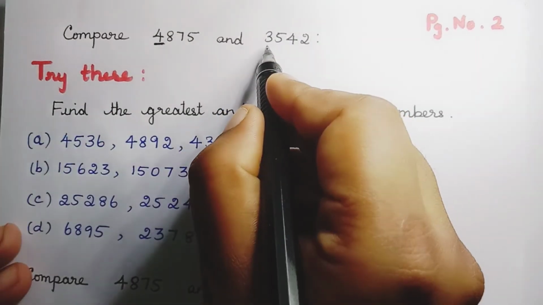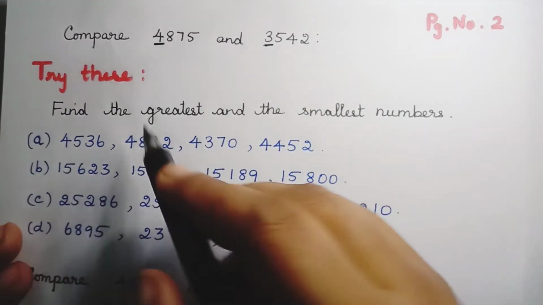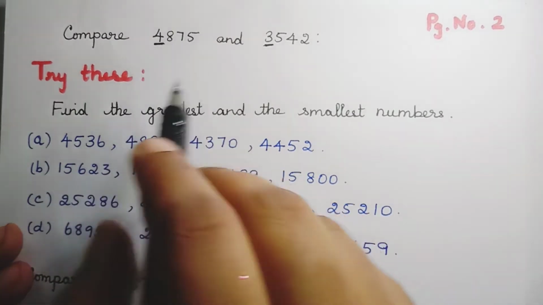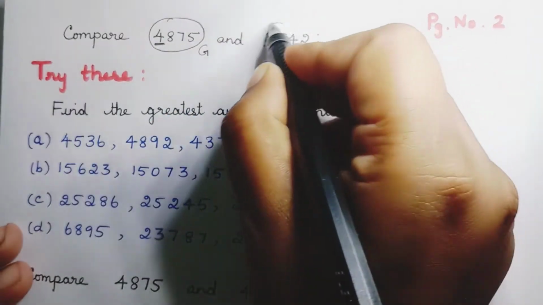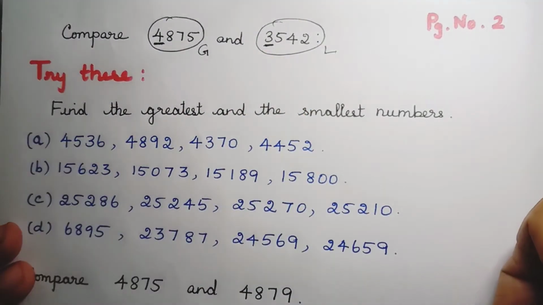It's 4 and here it is 3. So which one is the biggest number here? So obviously this is your greatest number. Okay, this is your greatest number and this is your lowest number. Okay, this is the example given in your book.